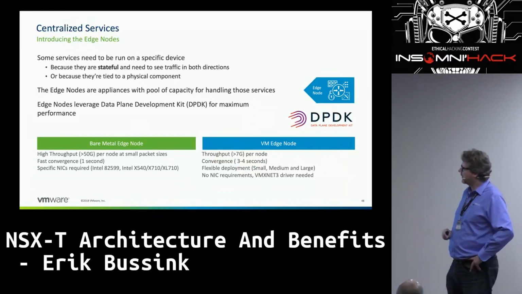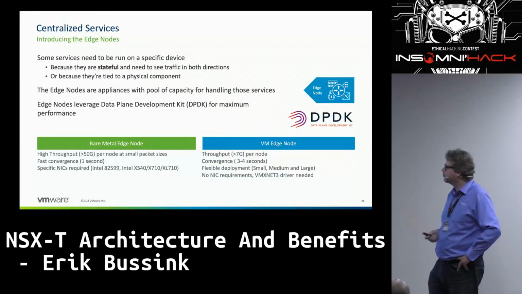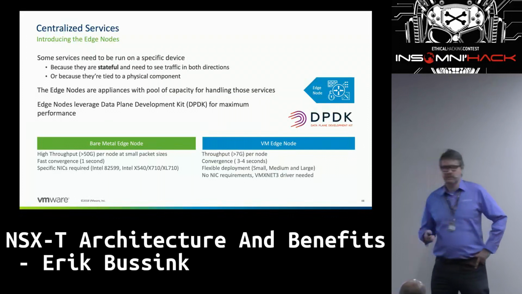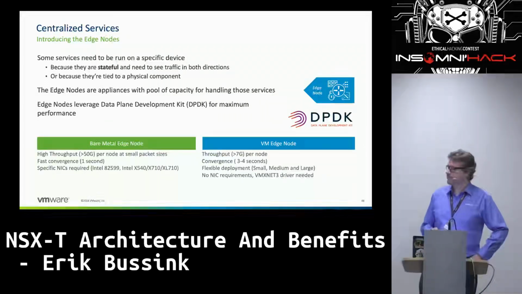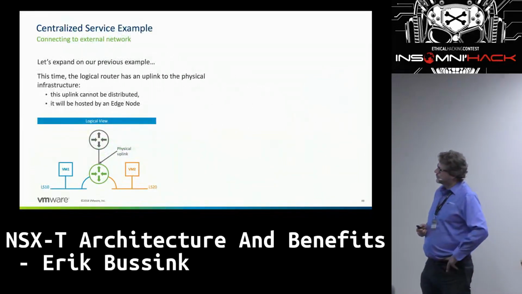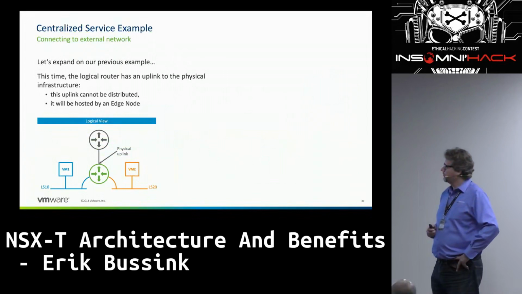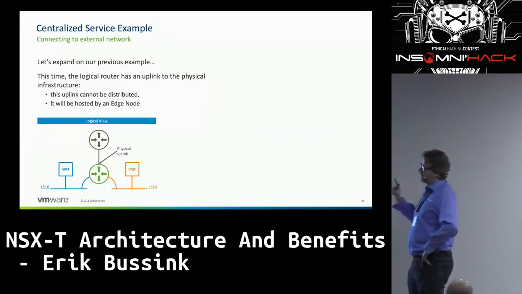For normal traffic, we can use virtual machine edge nodes. We have less throughput, takes a bit more in convergence in case of failure. So it really depends on what you want to do. We've got this flexibility. So if we take our sample from beforehand of the logical view where we've got in our infrastructure, at one point I need to connect to the physical network.